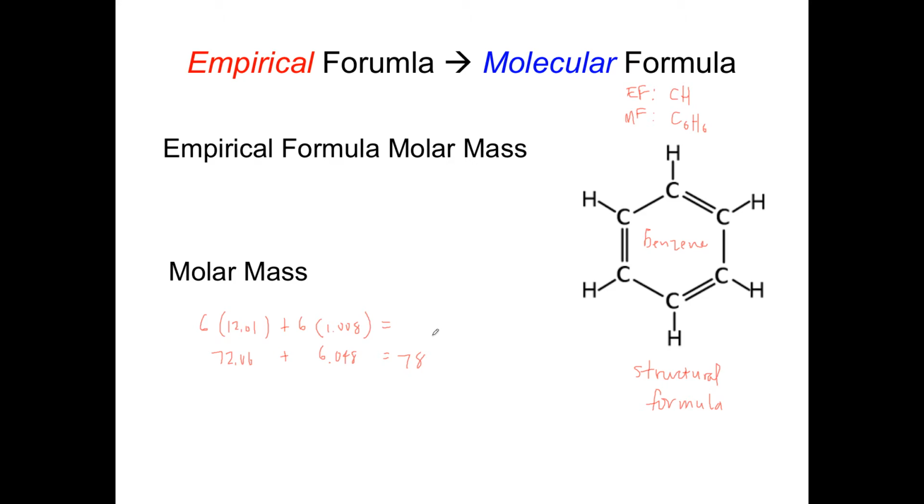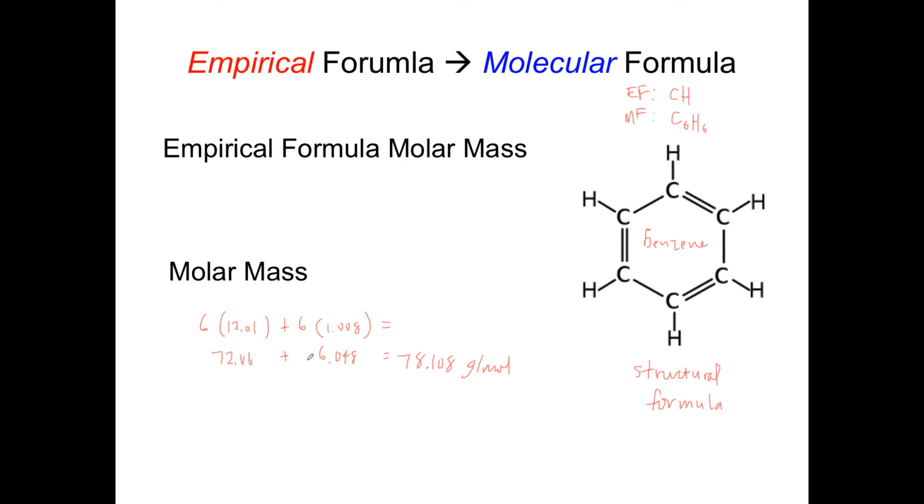72.06 plus 6.048 comes out to be 78.108. This is grams per mole, right?